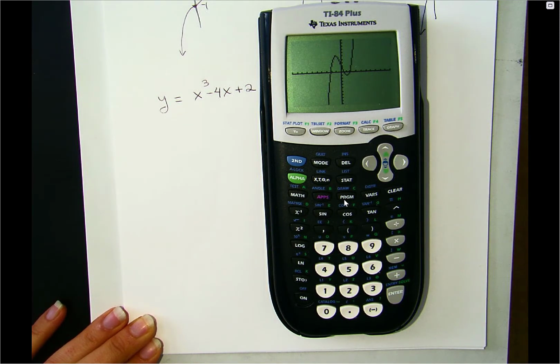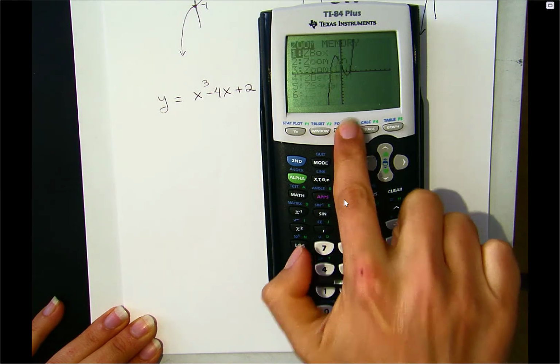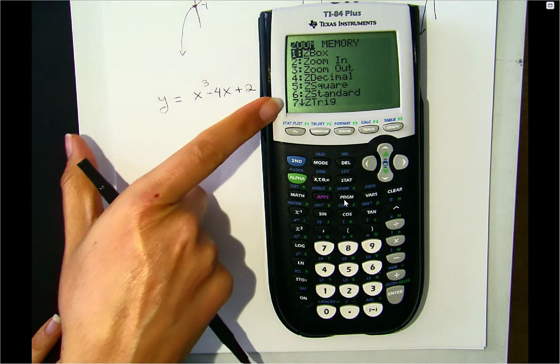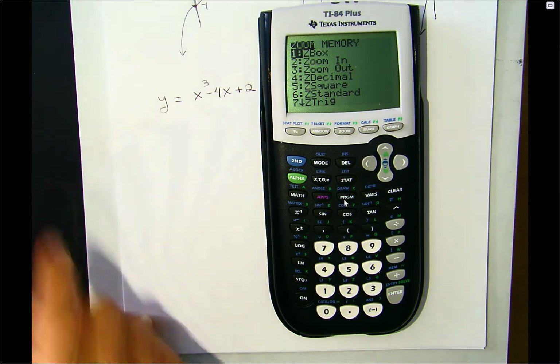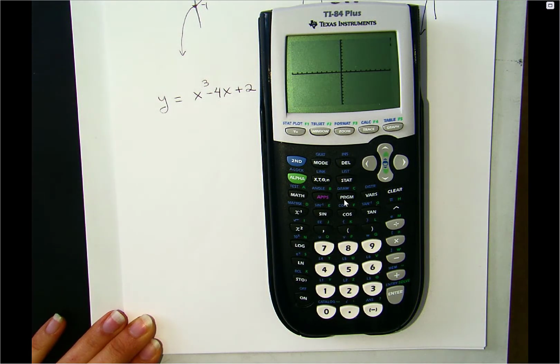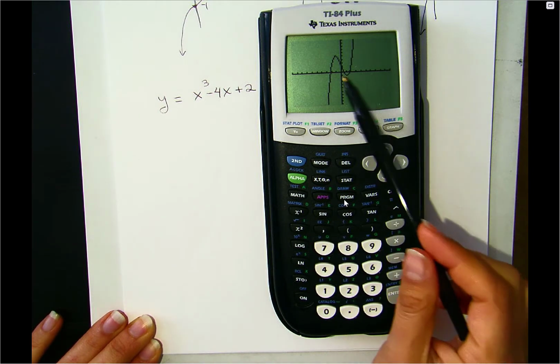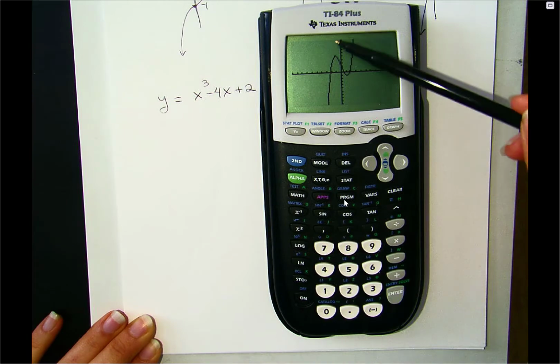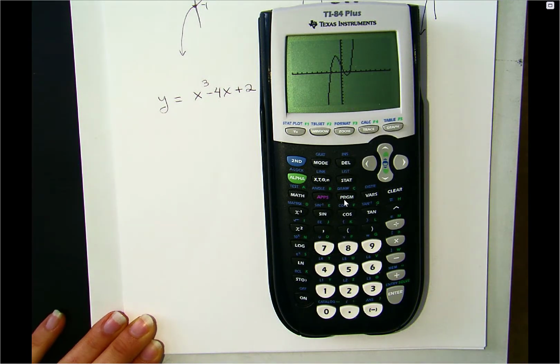And there's my graph. If your window is a little weird or it's off or is giving you just part of the graph, you can go to zoom and press the number 6 for standard. So if you press 6, it gives you back the standard window. The standard window is a 10 by 10. So it goes 10 positive, 10 negative, 10 up, and 10 down. And so this is what this graph looks like.